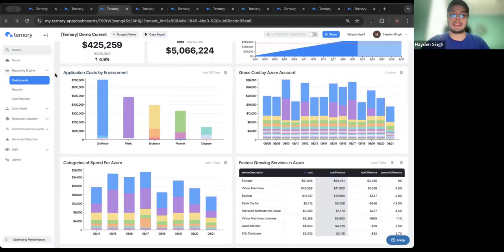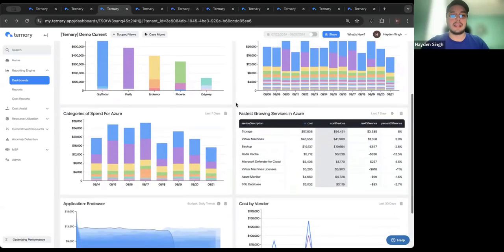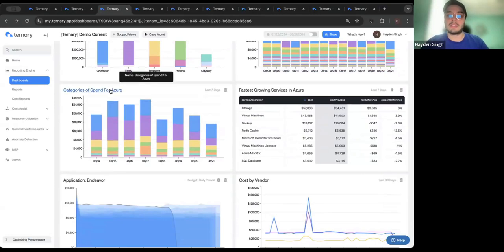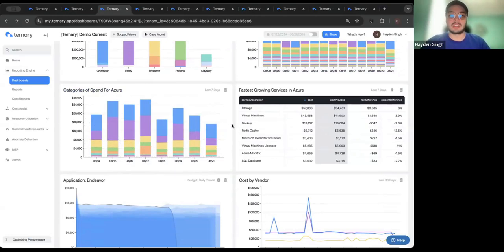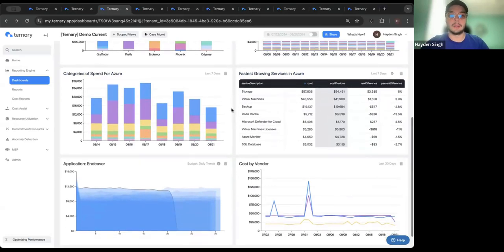A couple of other widgets here are things like my application cost by environment. So this is another tag that we mapped into the platform that allows me to track my different environment costs, or even looking at gross costs by those Azure accounts. Finally, looking at things like your categories of spend for Azure. So we know that our largest spend is probably around compute, with the next largest being in storage there. And then we can see the following categories that come along that aren't quite as large, but that are still driving up our costs there. And then being able to follow along with those fastest growing services that we're consuming in Azure as well.